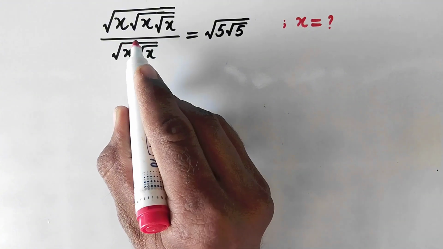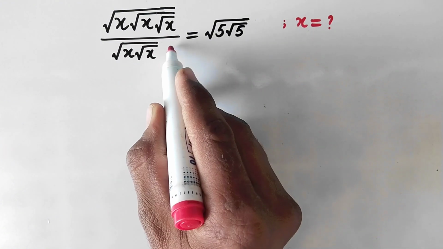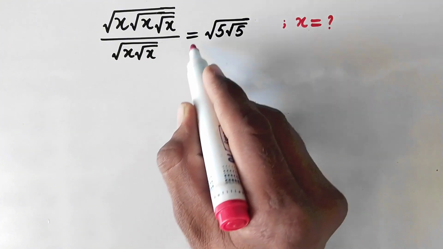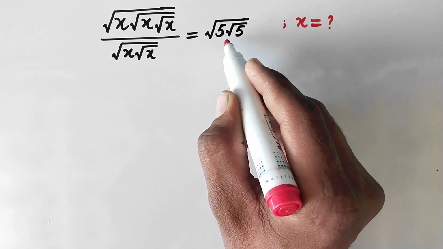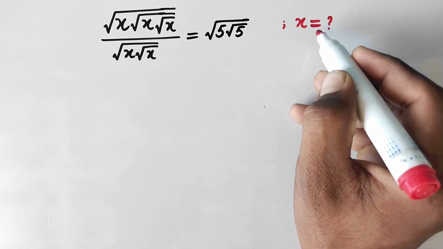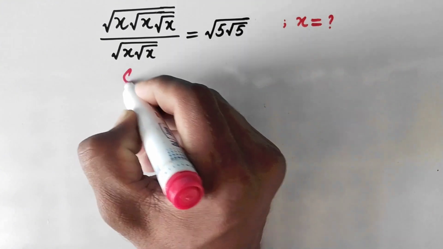Square root of x times square root of x times square root of x divided by square root of x times square root of x equals square root of 5 times square root of 5. Then what is the value of x? So let us see its solution.